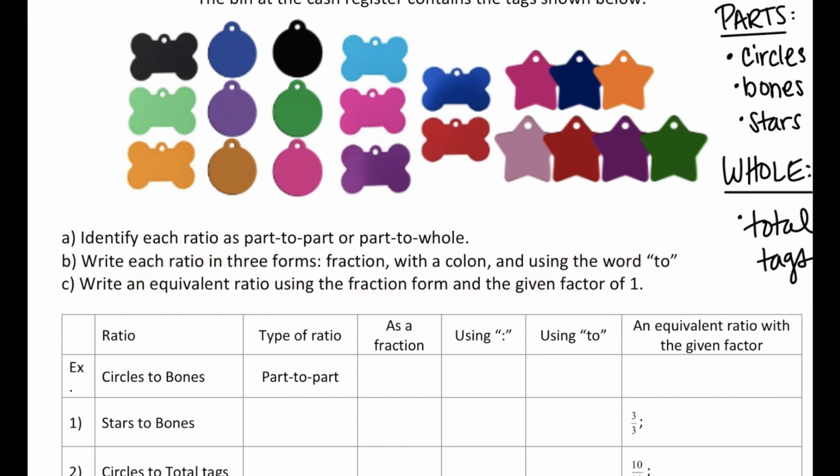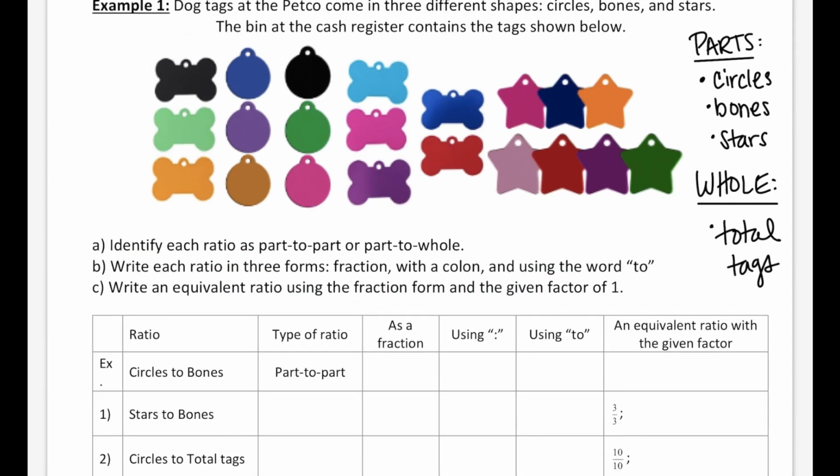So our first example here, we're asked to compare the number of circles to the number of bones. Well, let's go figure out how many circles we have. I count 1, 2, 3, 4, 5, 6. 6 circles. And how many bones? 1, 2, 3, 4, 5, 6, 7, 8 bones. I'm going to write that number next to bones. So this ratio is what we call part to part because we're comparing part of the total to another part of the total.